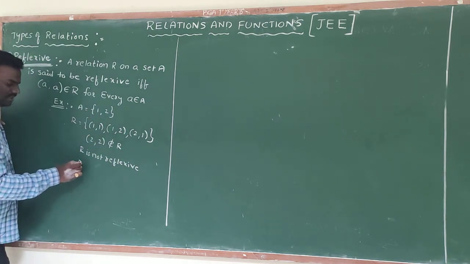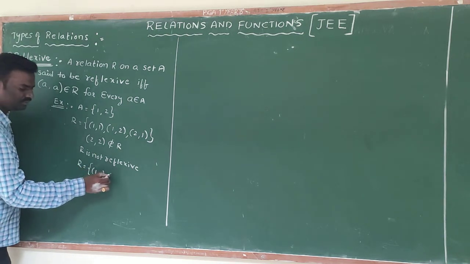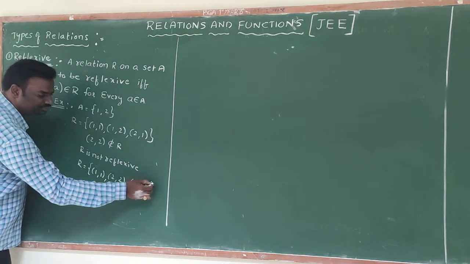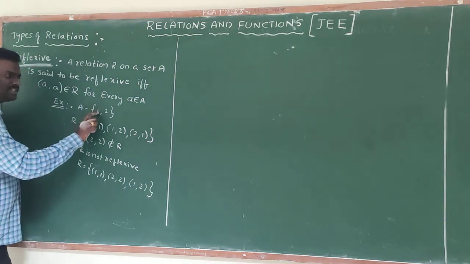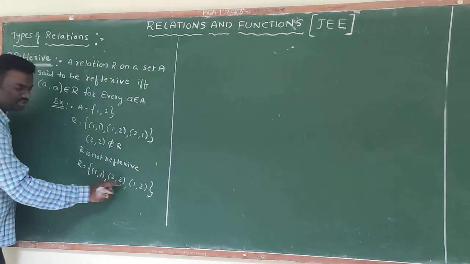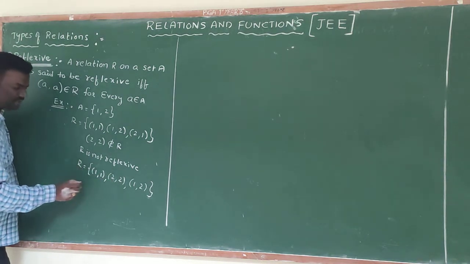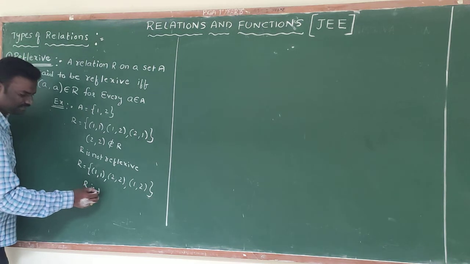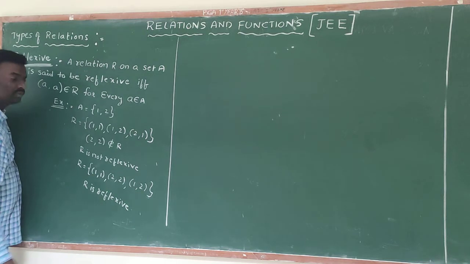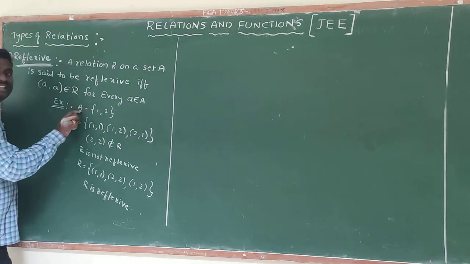Okay, I am taking next one. R equals to {(1,1), (2,2), (1,2)}. If you take first element 1, the pair is (1,1). If you take second element 2, the pair is (2,2). Therefore (1,1) and (2,2) both belong to R. Therefore R is reflexive. Okay, you need to check for every element which is present in the given set.